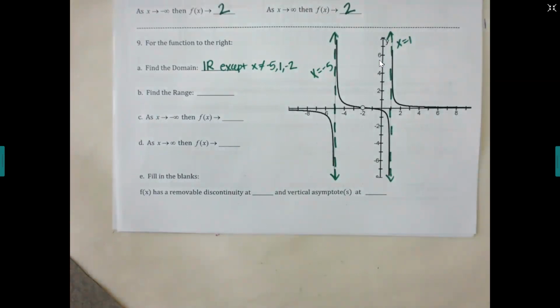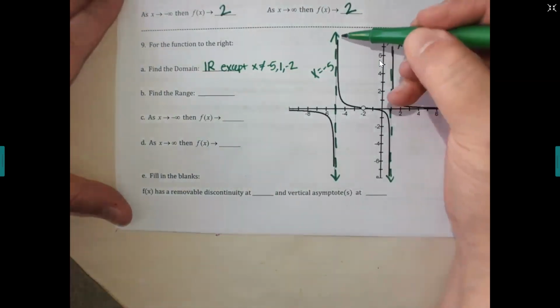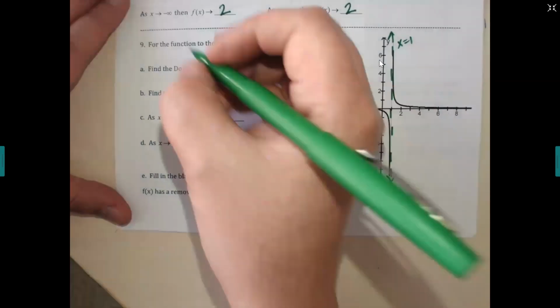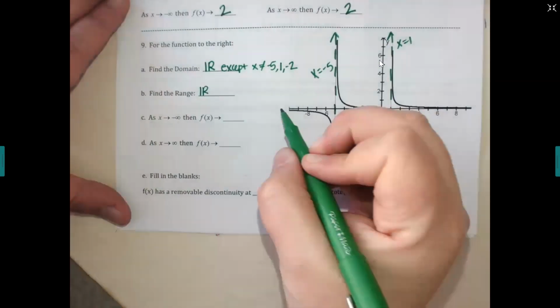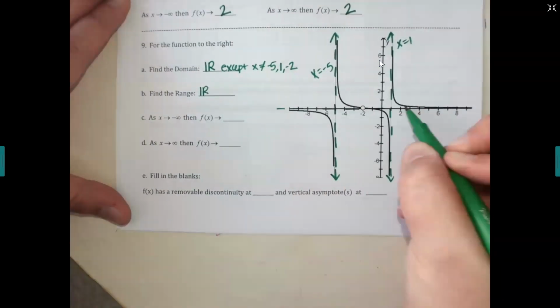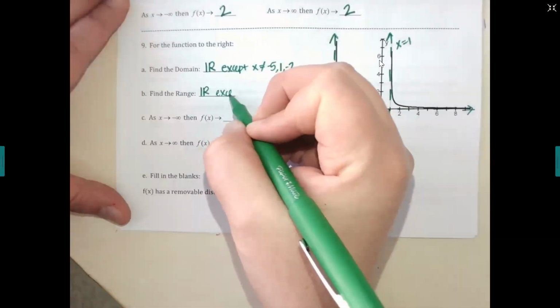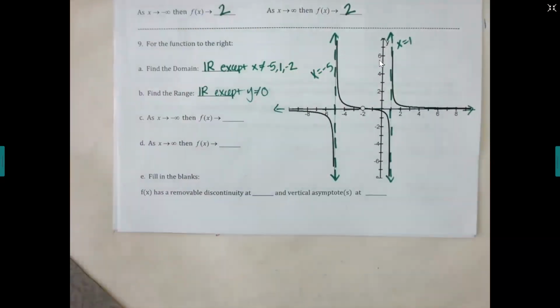For the range, how low does your graph go? Okay, how high? And does it hit every single number in between? It doesn't hit 0 because I have what type of asymptote going across at 0? This would be called a horizontal asymptote. Very good. Okay, so we do all real numbers except y cannot equal 0. And if there were other y's that had to get skipped, you could include those as well.